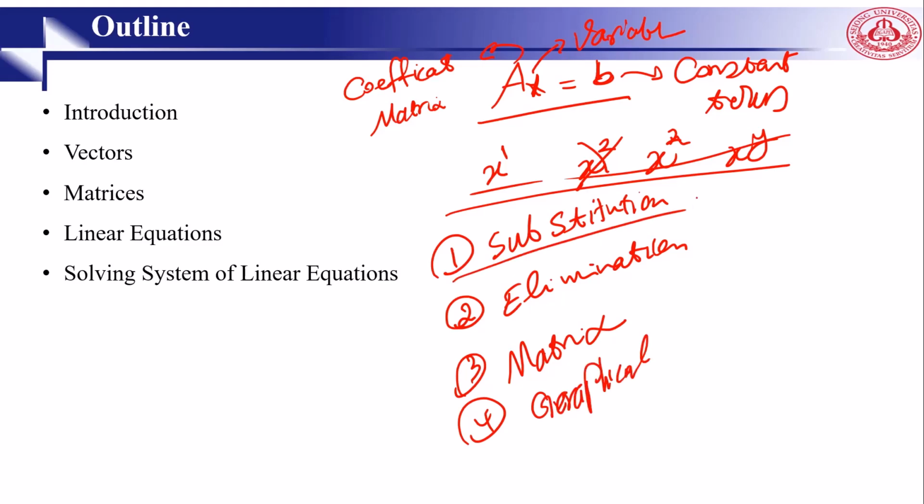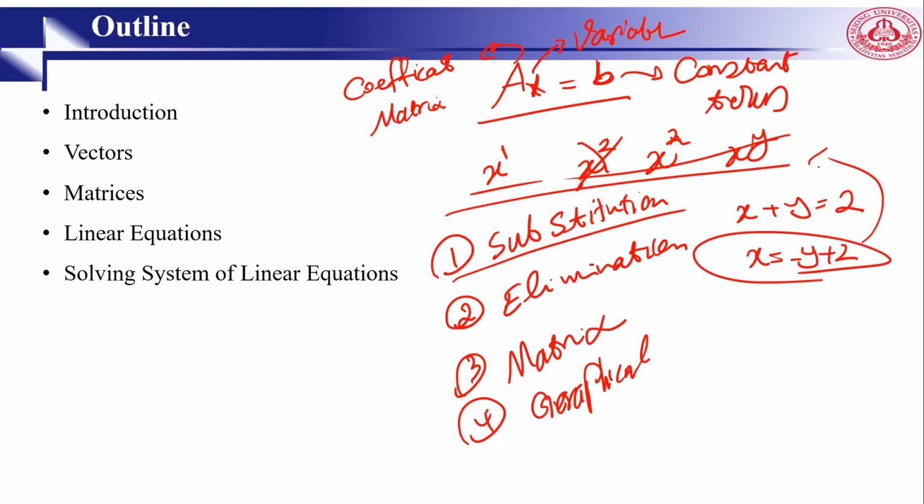In substitution, we try to isolate one variable in terms of the other and then substitute. For example, when we say x plus y is equal to 2, we can say x is equal to minus y plus 2, right? Then this value we bring to the other equation and substitute. In the elimination method, we aim to eliminate one variable by adding, subtracting, or multiplying equations. Our goal is to obtain a single equation with one variable. We want to simplify. In the case of the matrix, we can go for Gaussian elimination, where we want to remove coefficients of the others, make them 0 or 1, then simply we can solve for the others.